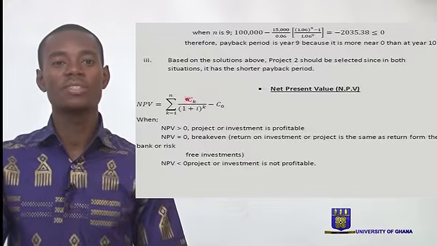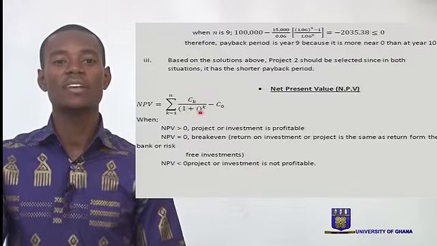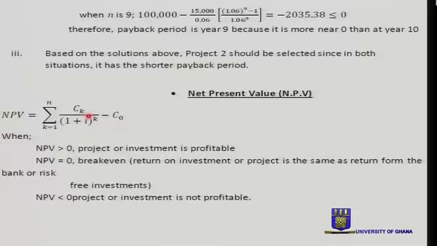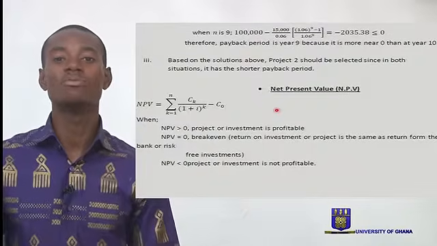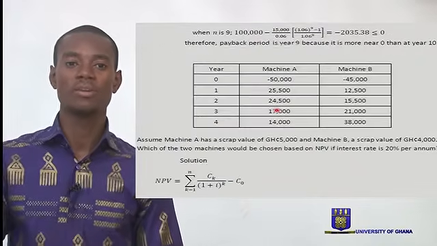So the sum of CK over 1 plus I to the power K. All the cash flows, we discount them and sum them, and then we subtract it from the initial investment. Then the difference will tell us whether the project is viable or not viable. Very simple approach. So it builds up on the flaw of the payback technique, which does not consider the periods beyond the payback period.